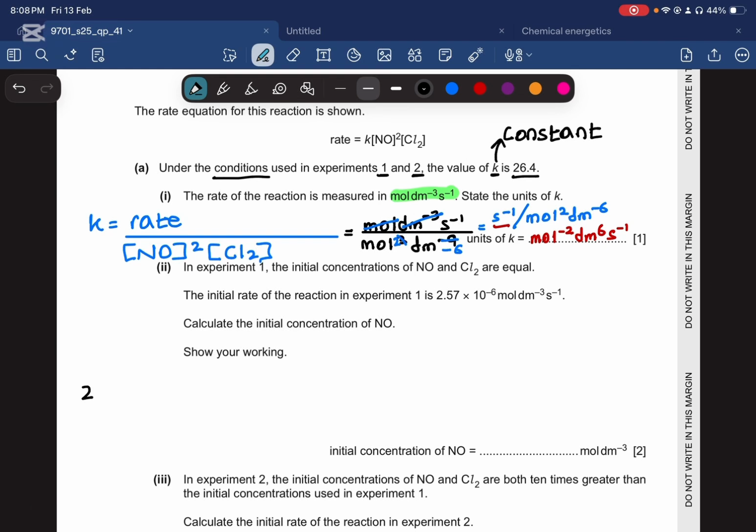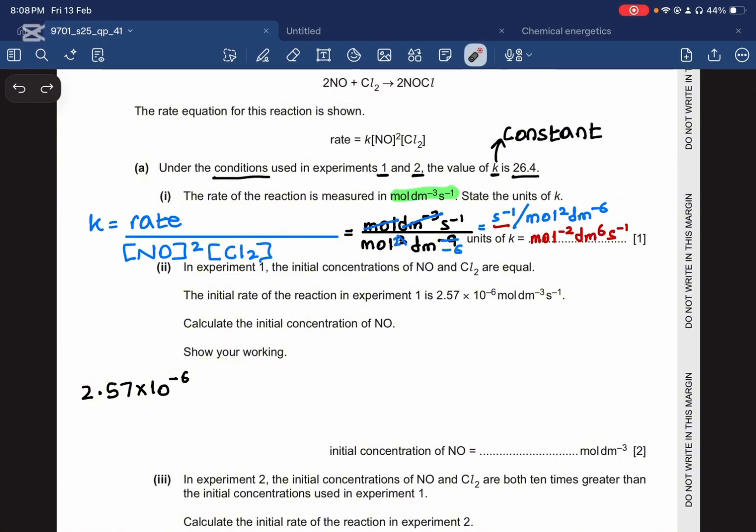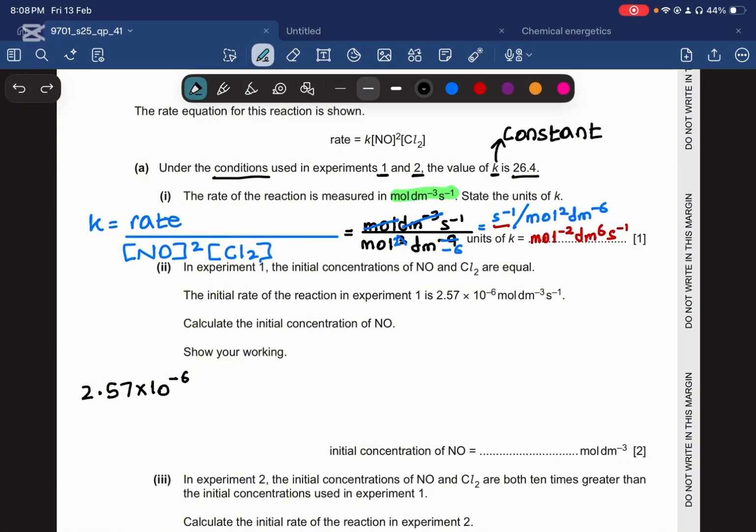So we know the rate, 2.57 times 10 to the power minus 6, just writing the rate value in place of rate. And what I'm going to do is I'm going to bring the k value to the denominator just to clean up the equation, just to make the equation shorter. So divide by 26.4 is equal to concentration of NO squared multiplied by concentration of Cl2.